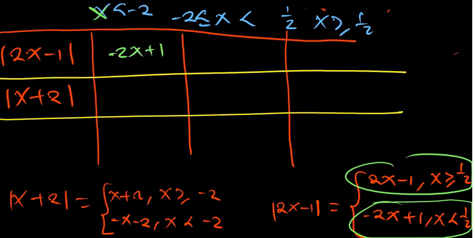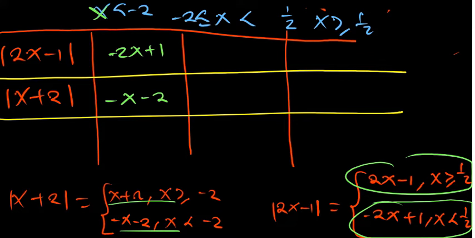Next, I'll come to this one now. Which one is telling me that x should be less than negative 2? I have got this and this. Is it the first one or the second one? The second one. So I'm going to put the second one here to say negative x minus 2. I'm done. Now I'll come in between here.